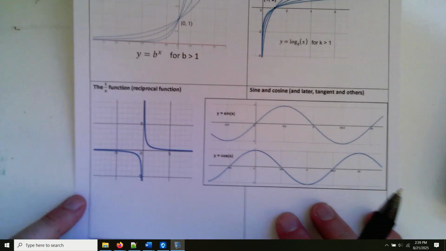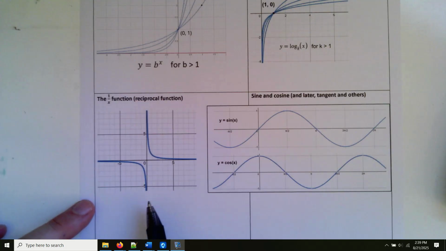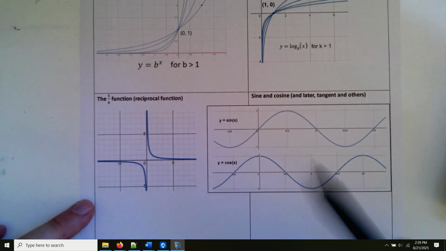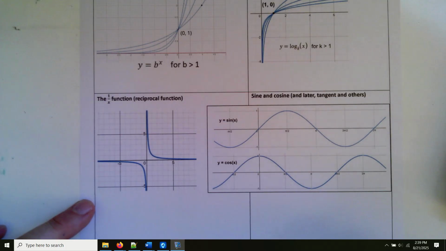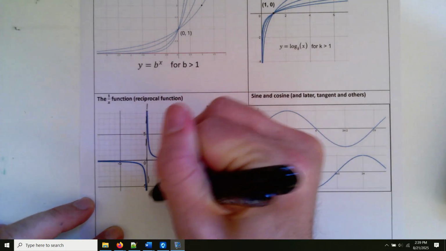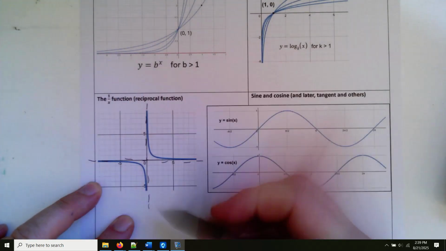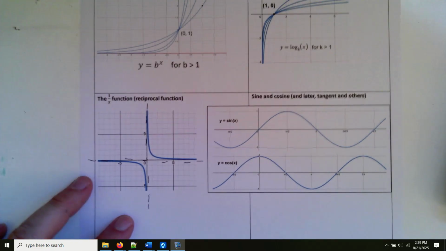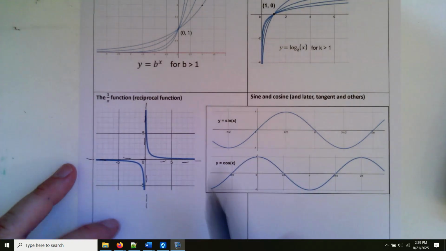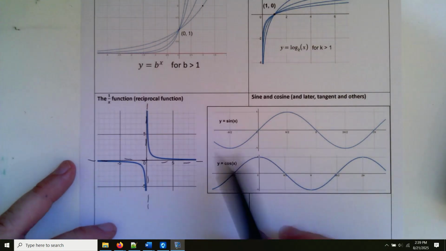And then last, based on today in class, some students seem to be less familiar with this 1 over x function, or the reciprocal function. So also be sure that you understand why this is shaped the way that it's shaped, and also that it has these two asymptotes, a vertical one at 0 and a horizontal one at 0. We'll also be using sine and cosine a heck of a lot, not right away, but as soon as next unit probably. So you'll want to know those basic shapes as well.